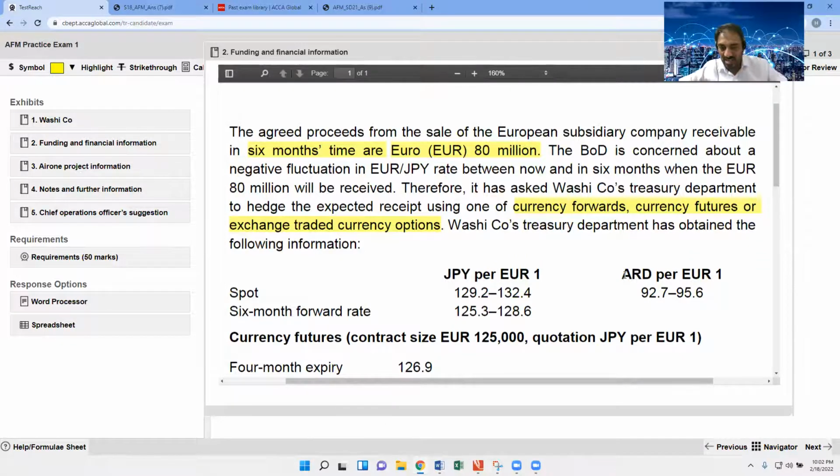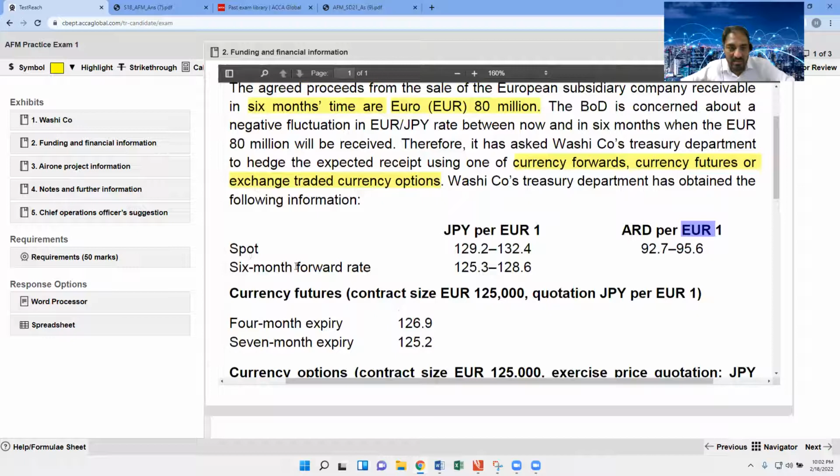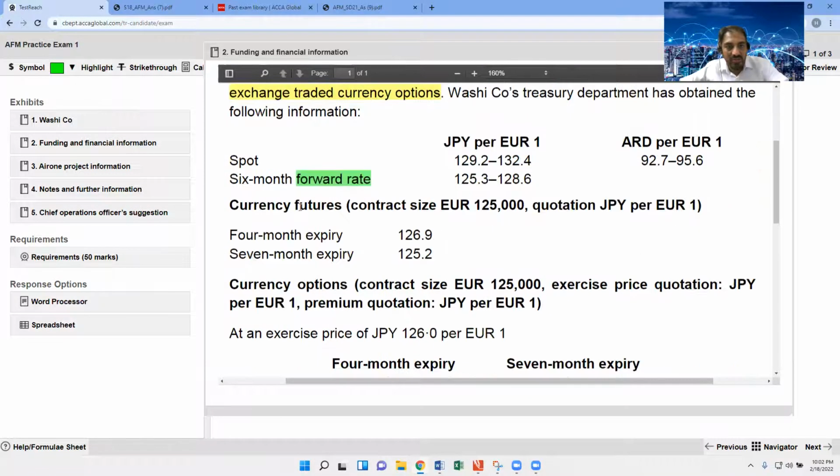Okay, another point. First thing is Japanese yen over euro. Number two, ARD over euro. There are two different things here. Number one, hedging, and then use the hedge fund plus some borrowing amount for the purpose of the investment. Okay, so the case here is 6 months forward, the forward rate, then futures.